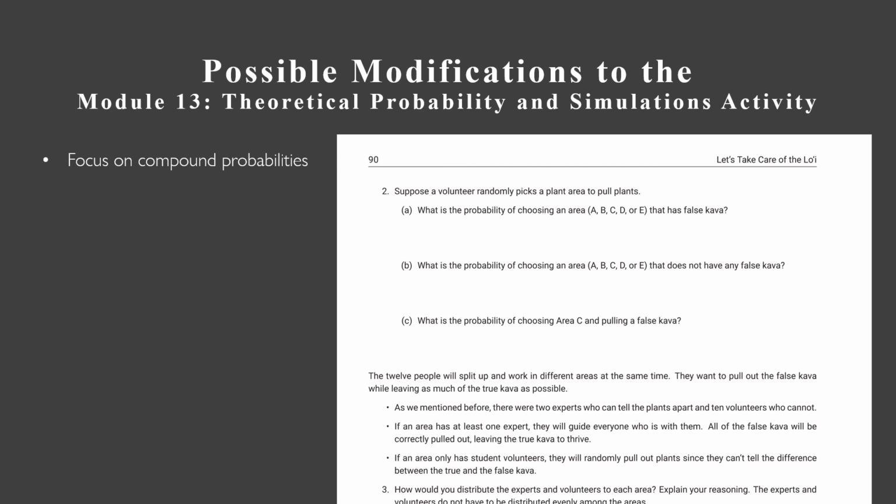For example, instead of multiplying the probability of choosing area C with the probability of a false kava in that area, you can also count the number of false kava in area C and divide that by the total kava in all 5 areas. It is mathematically the same.